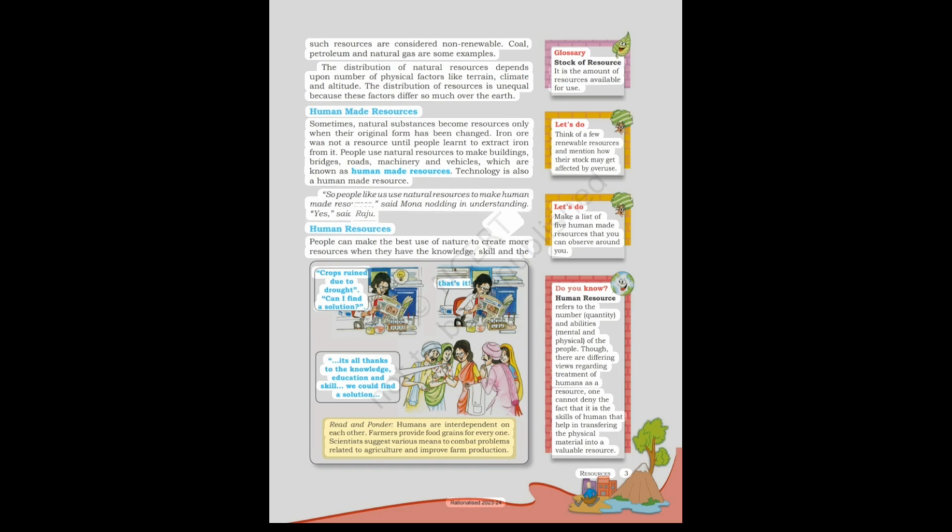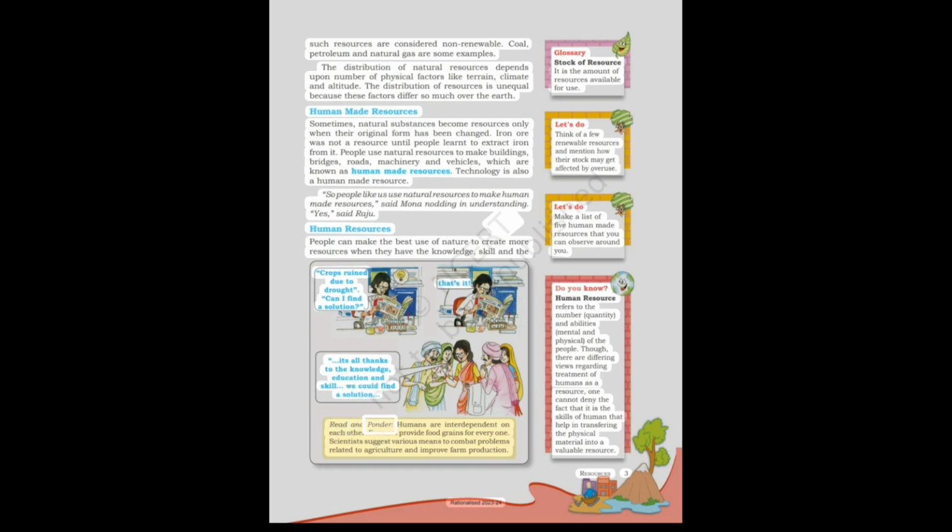"Yes," said Raju. Human resources. People can make the best use of nature to create more resources when they have the knowledge, skill, and the technology to do so. Crops ruined due to drought. Can I find a solution? It's all thanks to the knowledge, education, and skill. We could find a solution.